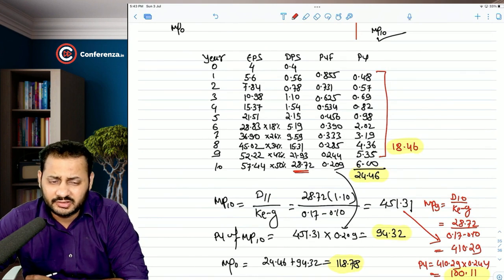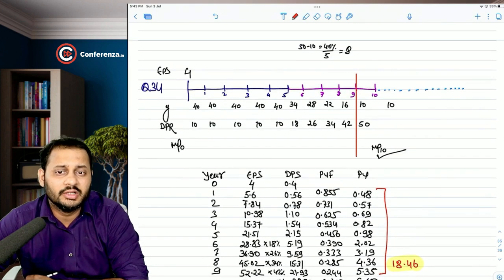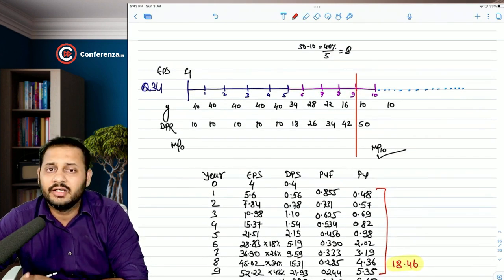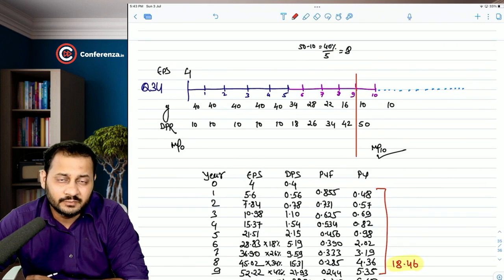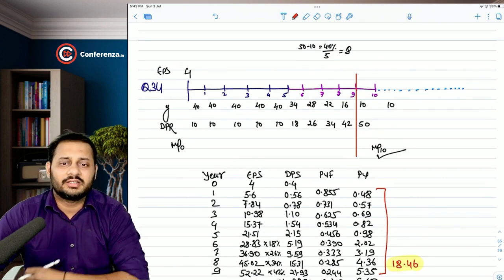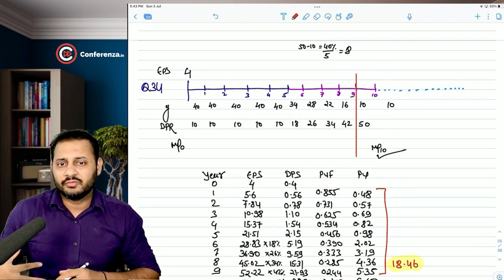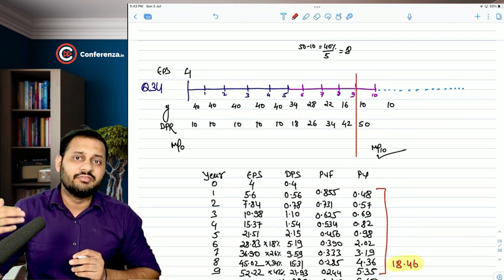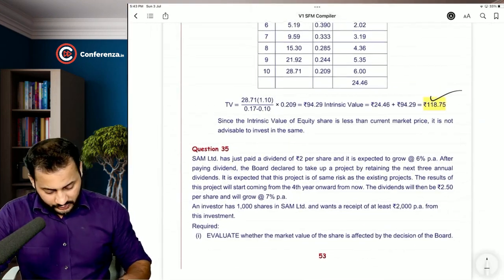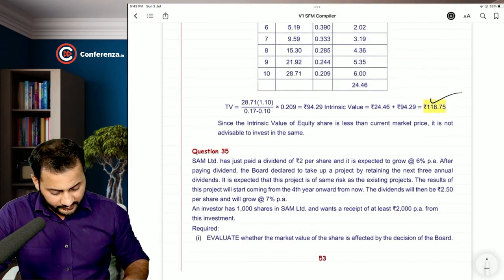I think it was the same question. There is nothing new that you have learned in this, except for the fact that the growth rate is declining and the dividend payout ratio is increasing in this question. So if you understand this question, all the previous questions, from 28 onwards, are just easy for you now. So this was question number 34. We have ended with this.